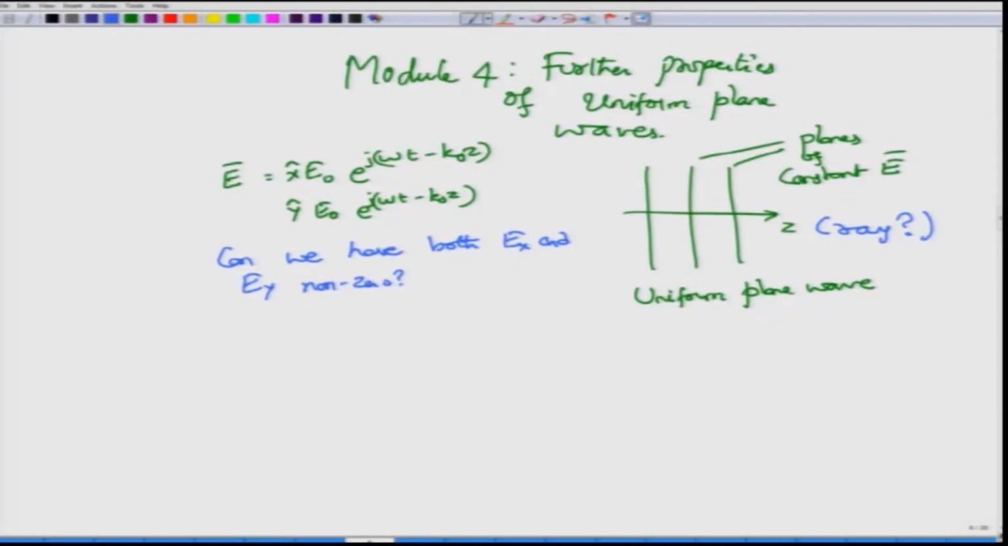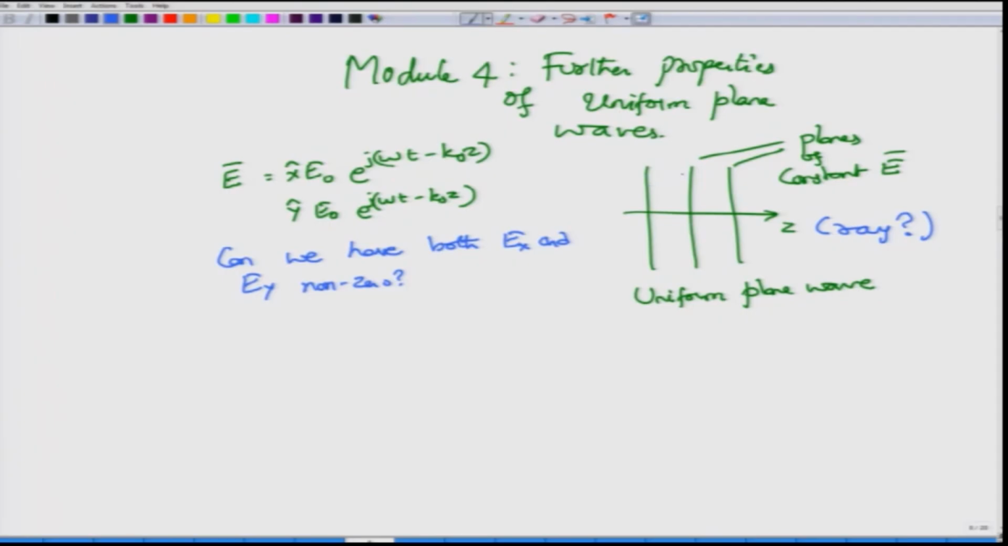This is pictorially shown in this diagram. You can see here that I have drawn an axis along the z direction, and then I have erected lines indicating that these are constant values of electric field. Of course, if you take those constant planes such that the electric field value would be the same at these two planes, the distance between these two is called the wavelength.